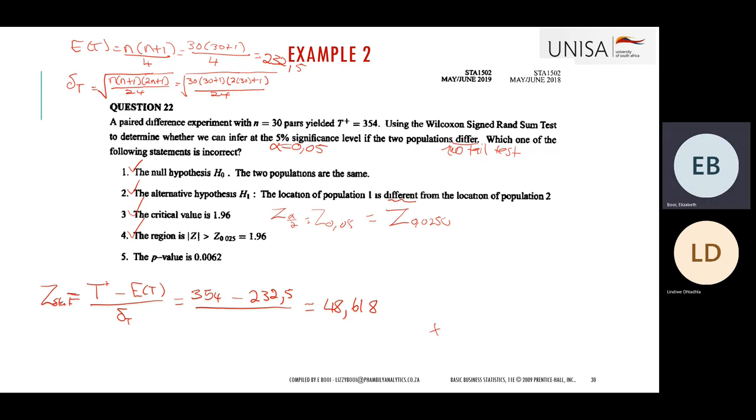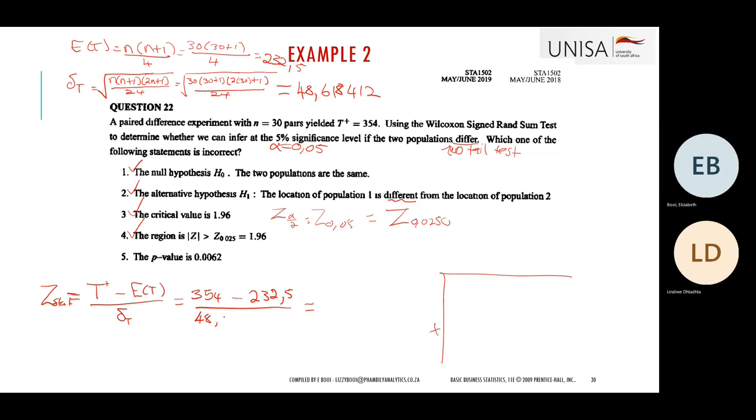48.618. Now, this is our standard deviation, not our Z value. We need to keep all the values, so it is 48.618412. That is the answer for our standard deviation.